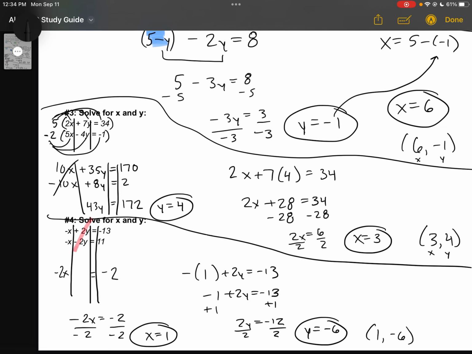All right, hopefully that helps. A lot of solving today. Just be careful with those negatives and those operations. Your calculator is your friend, so you should definitely use it.